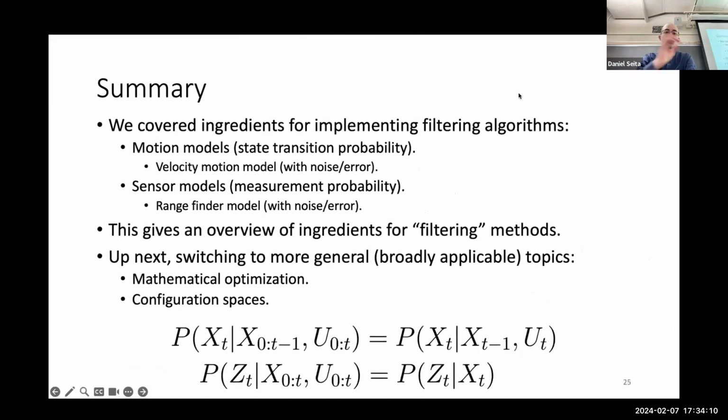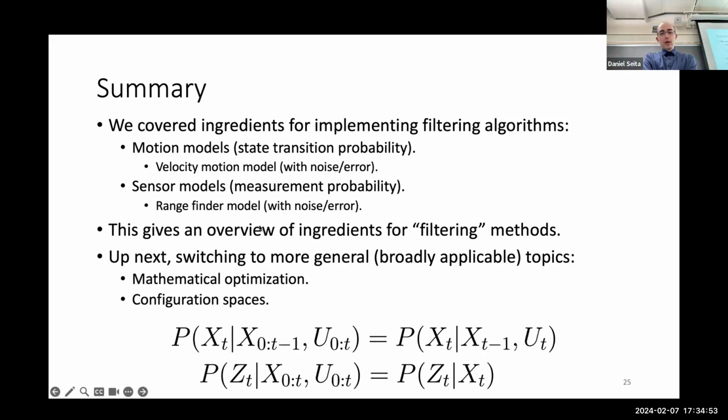All right. So to summarize, we covered ingredients for implementing the filtering algorithm. We covered the motion model, which is the state transition probability. We assumed that we're following a velocity motion model with noise and error. I don't always write "with noise and error" because otherwise I would have to do that for every line in the slide, but just assume that it's always there. And then for sensor models, we assumed there's a rangefinder model, and we tried to model how different sources of noise might affect the distribution of different sensor readings that we might get.